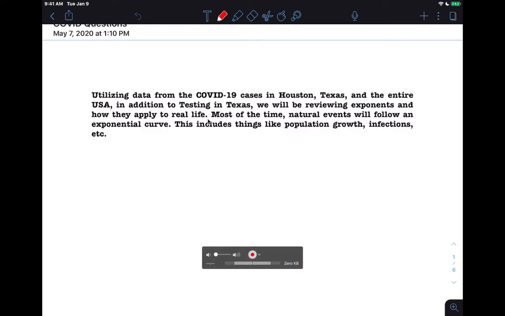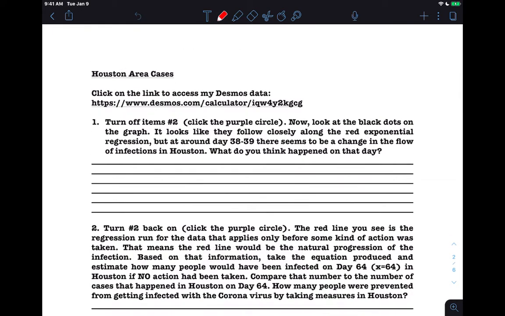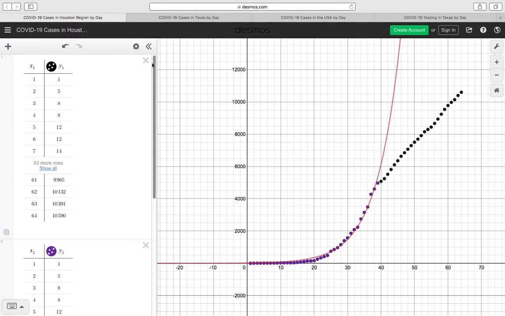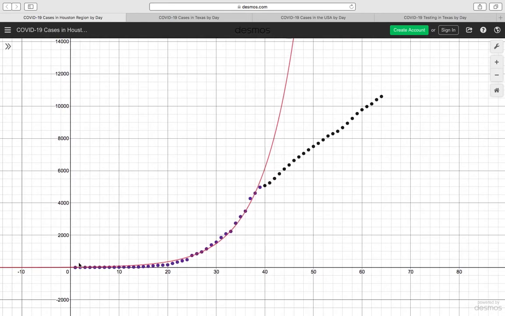So, I want to analyze some of the data from Houston, Texas, and the United States. And I want you guys to follow along. So, question number 1. They're asking me to go to this graph. So I'm going to go ahead and click this link here, and it's going to take me to my Houston region graph. I'm going to look at this graph, and this has a plot of days on the x-axis and number of cases on the y-axis.